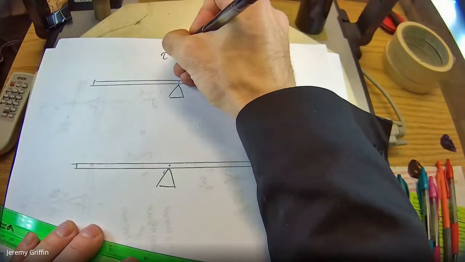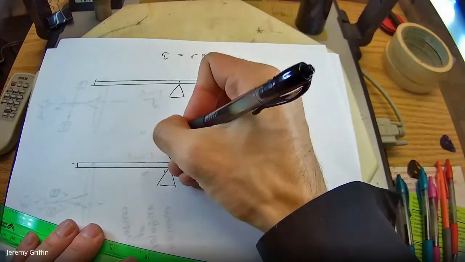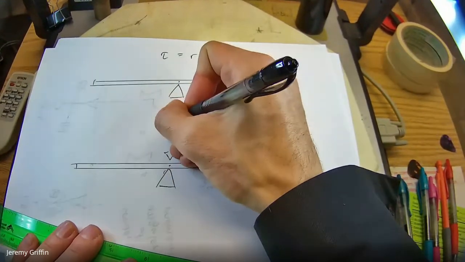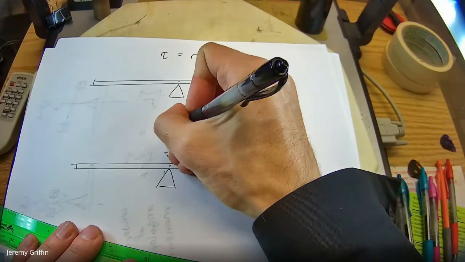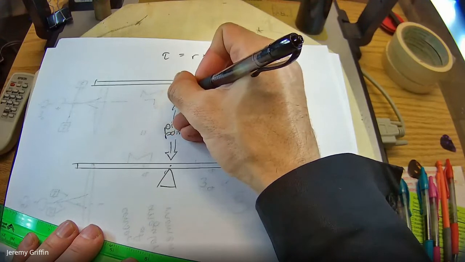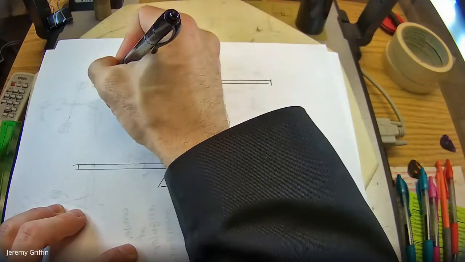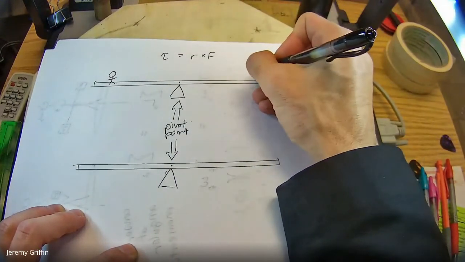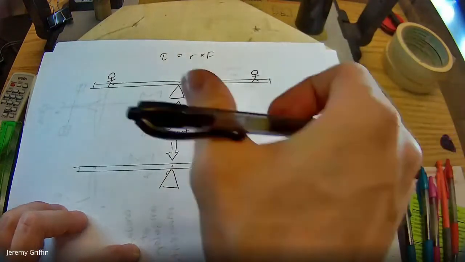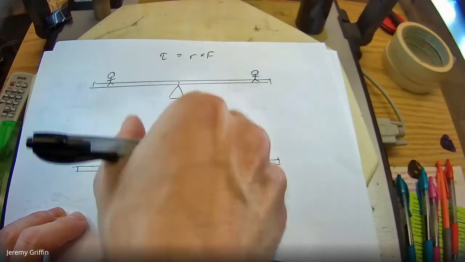Torque is R cross F. And we're going to take the point right at the center to be the pivot point, whether it's like that one or that one. The pivot point right at the center. So let's throw a couple of friends on here, this guy and this guy. And for simplicity, let's have them the same mass and therefore the same weight, and also the same radial distance from the center.